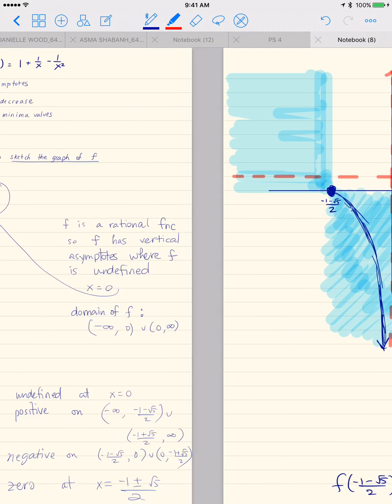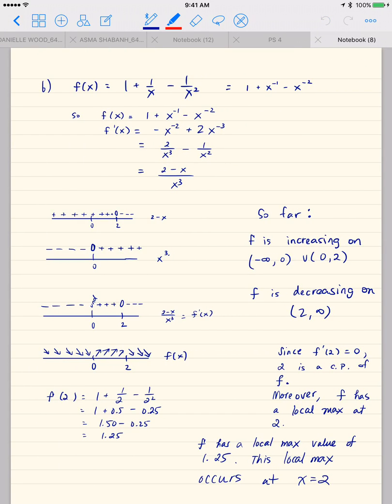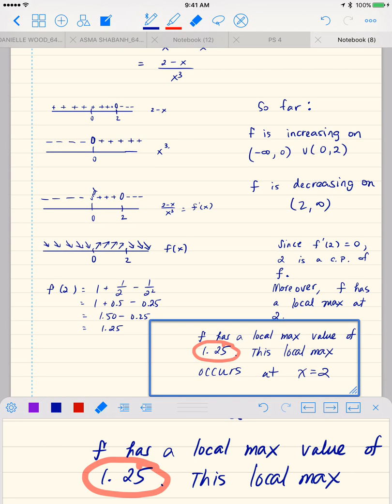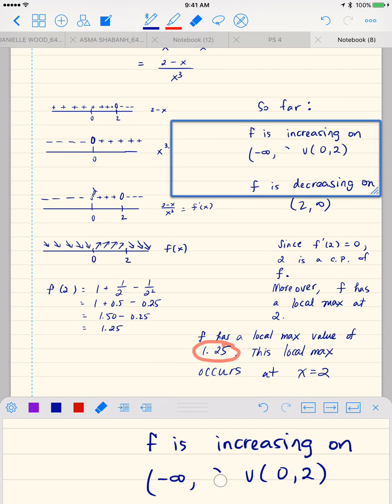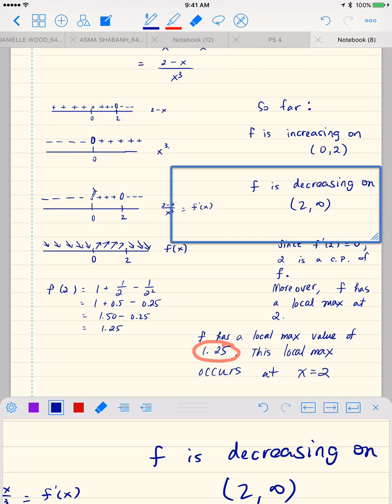Okay, so in fact, I believe we are answering find the local max and min values as well. So let's go over here. So we've got our local max. The local max is 1.25. F is increasing on, no, we needed to change this. It's increasing on 0 to 2, and it is decreasing on negative infinity to 0, union 2 to infinity.